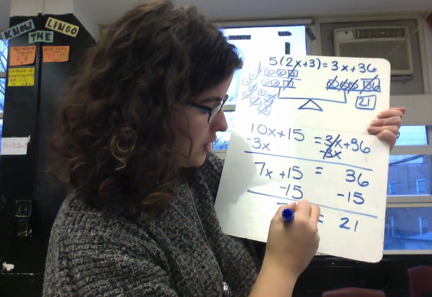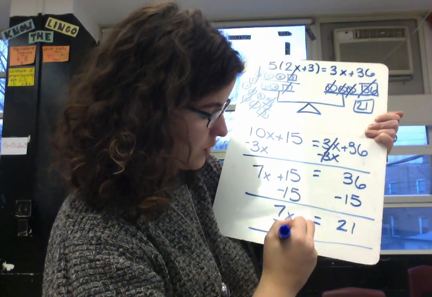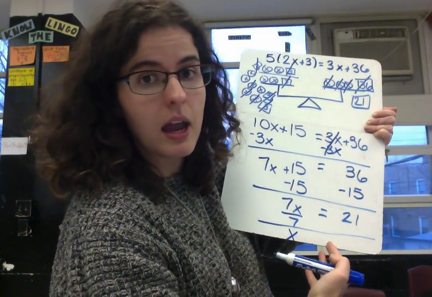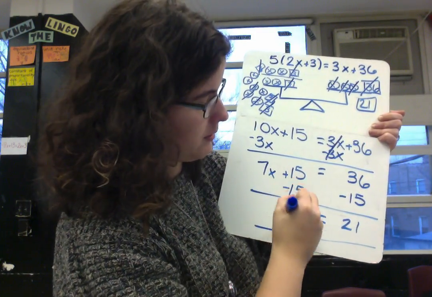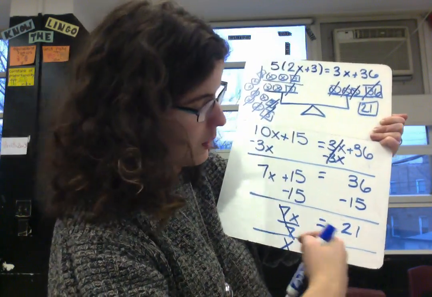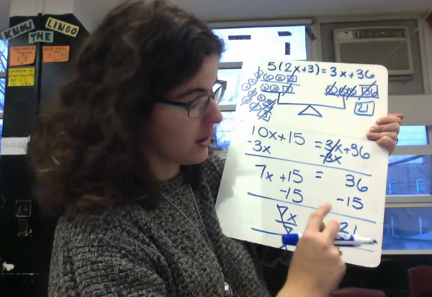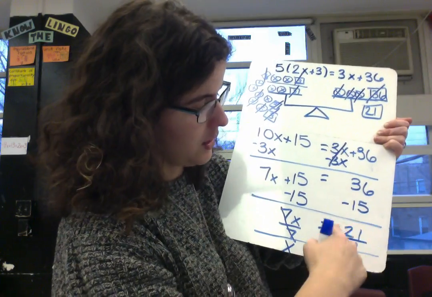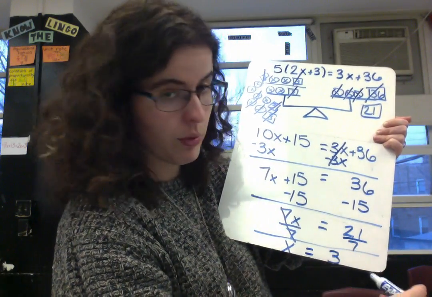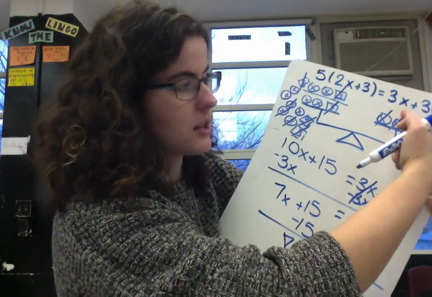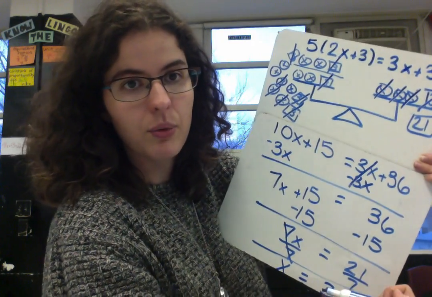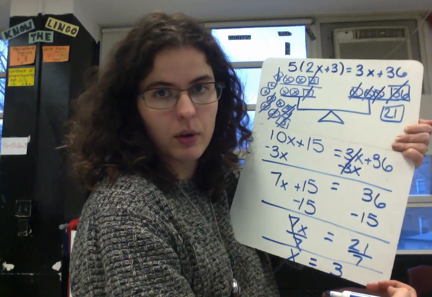Now, let's get to 1x, because we just want to know what x equals. Well, 7 divided by 7, that's going to be 1. And we want to get down to 1x. And if I divide by 7 here, I need to do the same on the other side. 21 divided by 7 is going to be 3. And I could check this back into the original equation, plug 3 in for x, and see if that works.